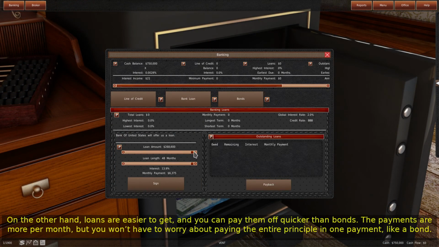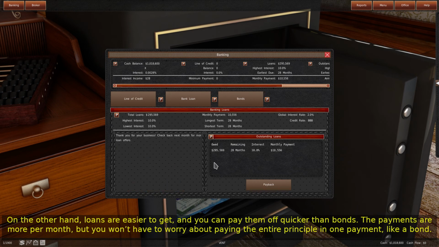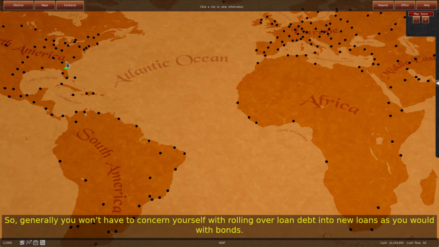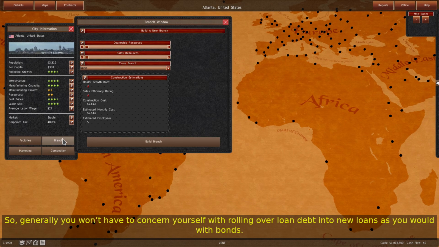On the other hand, loans are easier to get, and you can pay them off quicker than bonds. The payments are more per month, but you won't have to worry about paying the entire principal in one payment, like a bond. So, generally you won't have to concern yourself with rolling over loan debt into new loans as you would with bonds.